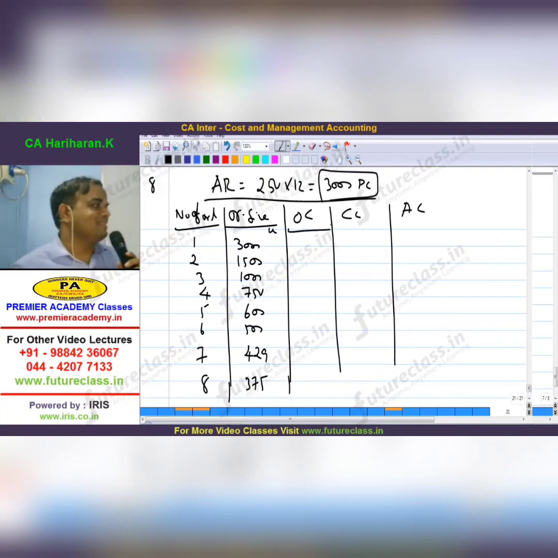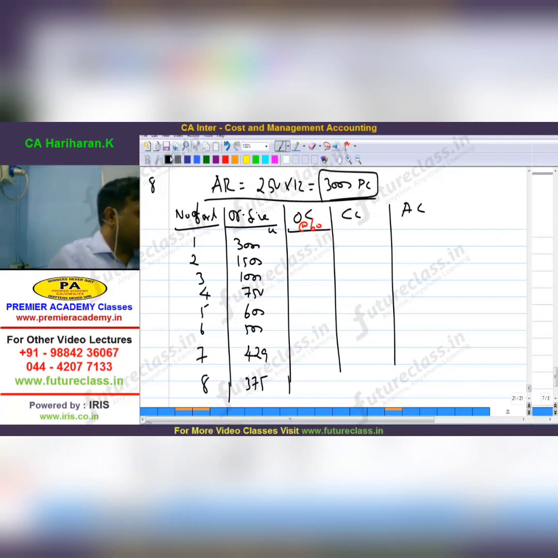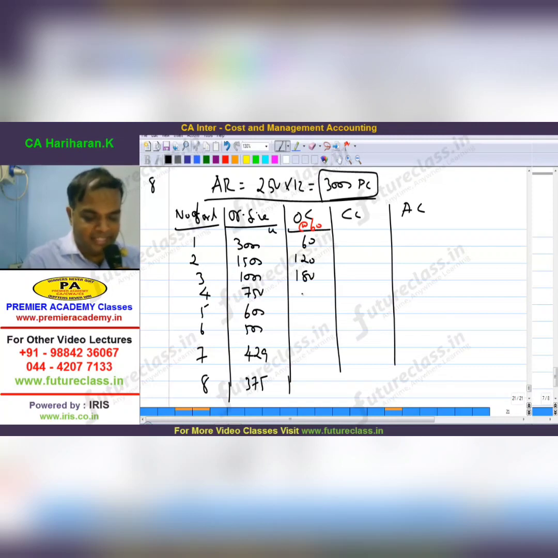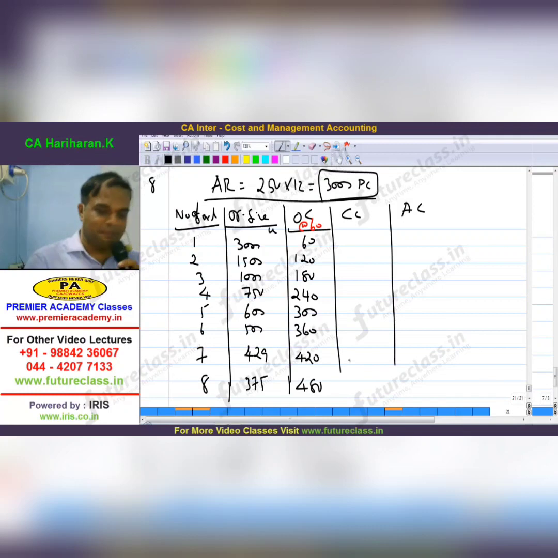Now, listen here. Ordering cost per order. How much is the ordering cost per order in this problem? Good response. 60 rupees. Ordering cost represents, depending upon the number of orders, the cost you are going to incur. Now, first trial, number of orders 1. Ordering cost 1 into 60 is equal to 60. In case of 2 times, 120, 180, 240, 300, 360, 420. Any doubt, sir?